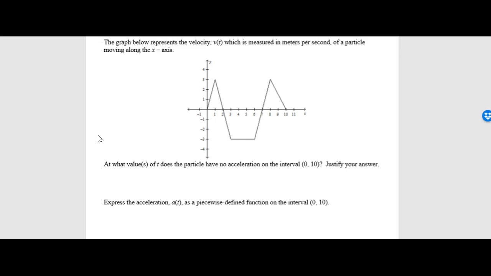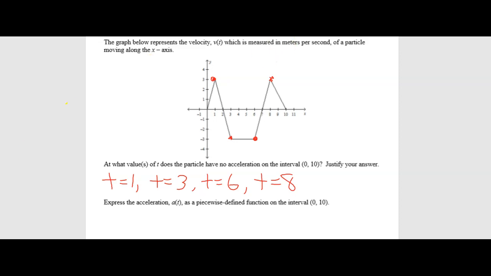All right. So again, we know that acceleration is the derivative of velocity. So we're going to look for where that derivative is undefined. We know that's going to occur at hard corners. So here, we could say t equals 1. Down here, t equals 3. Right here, at t equals 6. And up here, at t equals 8. So at those four places, the acceleration function would be undefined, which means there would be no acceleration.